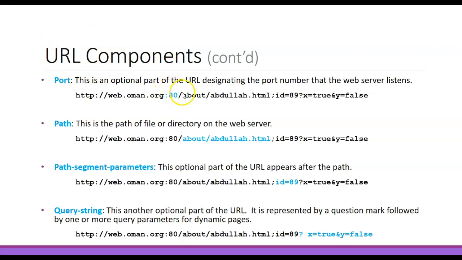Then we have the port. In this example it is 80, which is the port number that the web server is listening on. And then we have the path or the file in which the web page exists. After that comes the path segment parameter or the ID. And at the end we have the query string, which is used for dynamic web pages. So these are the parts of the URL.